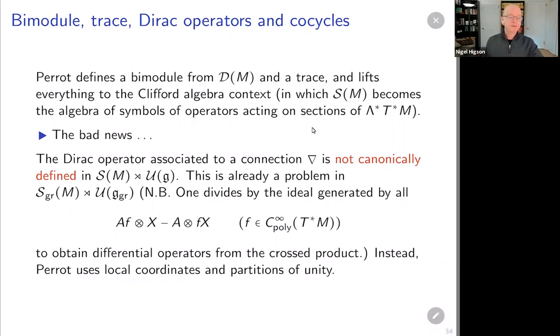That already happens in this cross-product algebra, although not in the representation of the cross-product algebra. So it gets a little messy, and what Perrot has to do is work in local coordinates and patch together using a partition of unity. So that's, for the time being at least, an aesthetic blemish to the whole story.